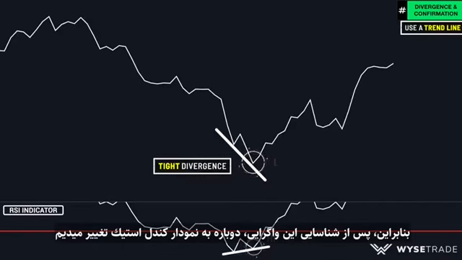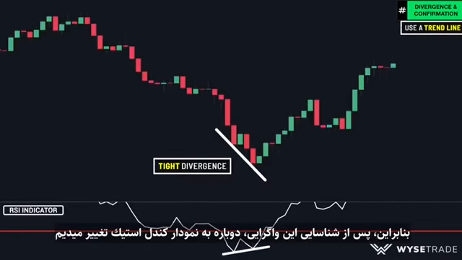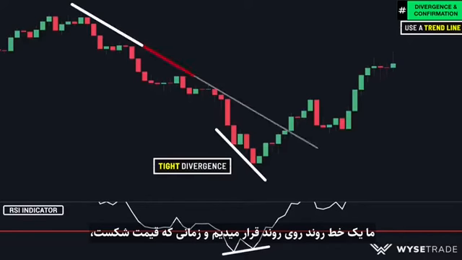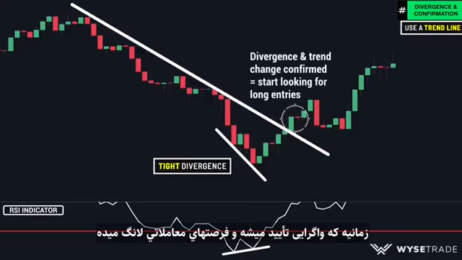So jumping back to candlesticks. After this divergence was identified, we put a trend line over the immediate trend, and once price broke through is when the divergence is confirmed, which presented possible long trade opportunities.